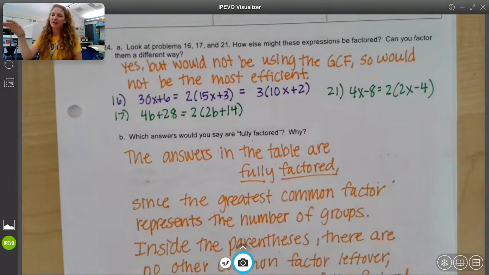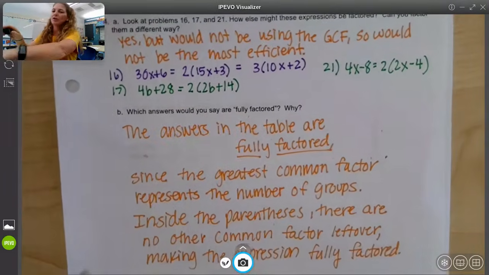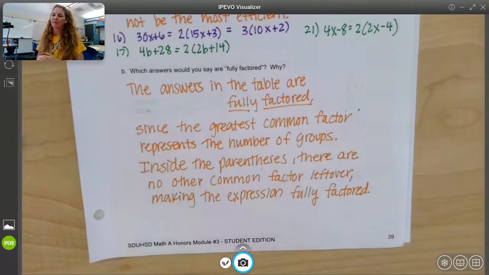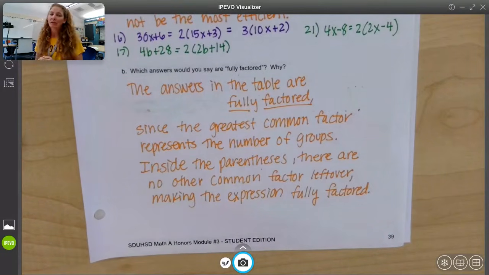So how do you know if an answer is fully factored? You know an answer is fully factored if you're using the greatest common factor to represent the number of groups, the first number you're multiplying. Inside the parentheses, there are no common factors left over, making the expression fully factored. So inside the parentheses, the greatest common factor is going to be 1.